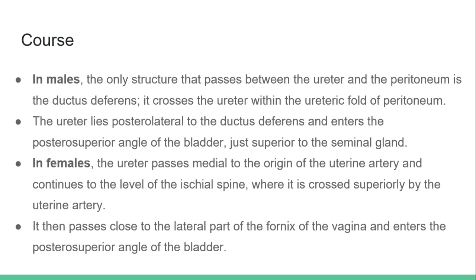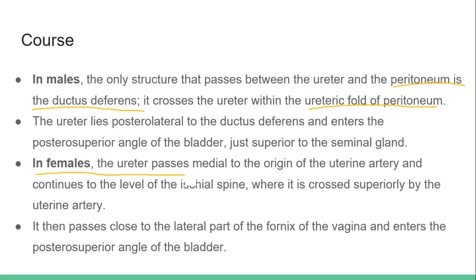In males, the only structure that passes between the ureter and peritoneum is the ductus deferens. It crosses the ureter within the ureteric fold of the peritoneum. The ureter lies posterior to the ductus deferens and enters the posterosuperior angle of the bladder, just superior to the seminal glands.